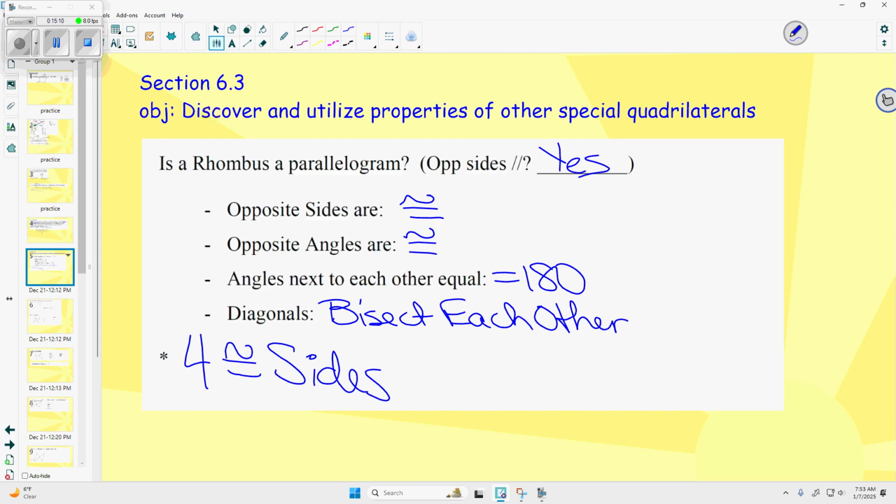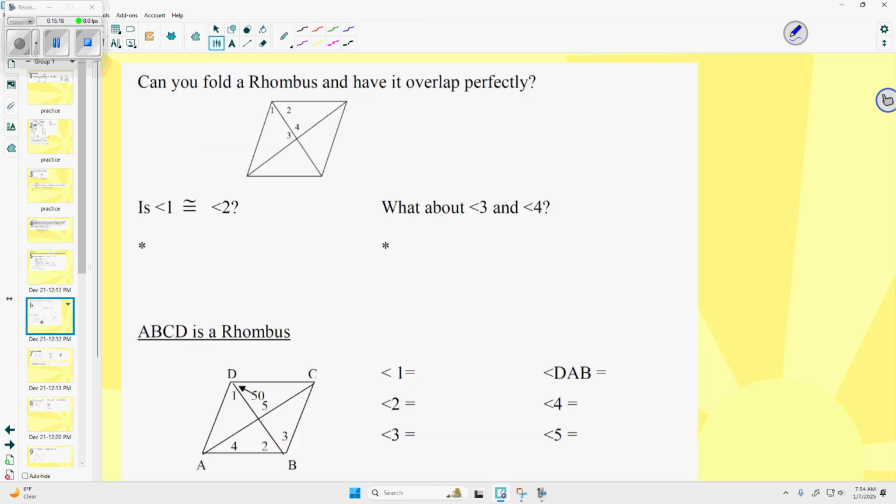All right, so we're going to go through those same questions we went through with the parallelogram. We're going to ask ourselves, can you fold a rhombus and have it overlap perfectly? So I have a rhombus in my hands. All four sides are equal. Can I fold this and have it match up on itself? Where do you want me to fold? Hot dog, hamburger, or diagonal? Which one? Either. Okay. Here.